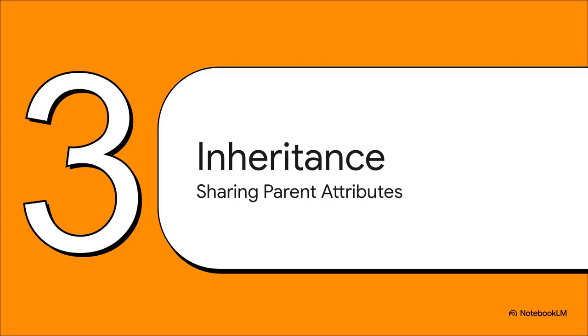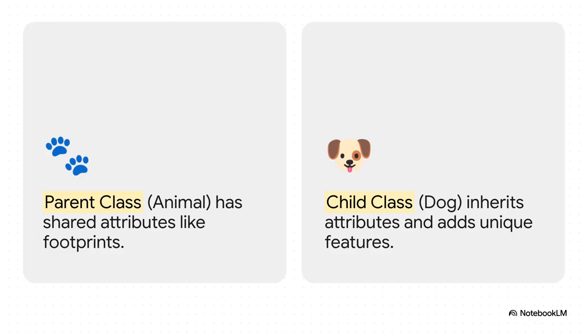Section 3. Inheritance, sharing parent attributes. Now, inheritance is the absolute ultimate solution for reducing redundant code. Let's think about a parent class first. Say, an animal, defined in our code with basic, shared properties, like footprints and a general silhouette. Now, because our child class, let's call it a dog, is an animal, we really don't want to rewrite all that footprint code from scratch, right? That'd be a huge waste of time.